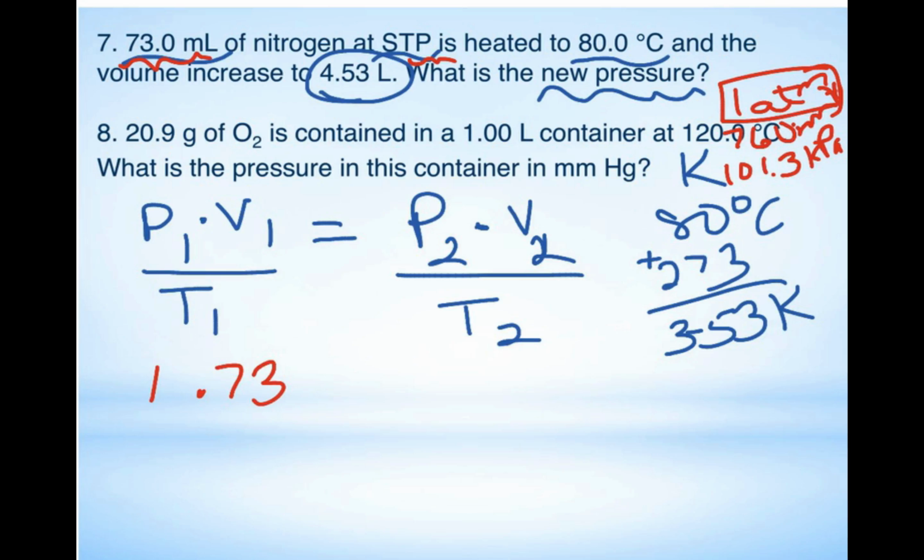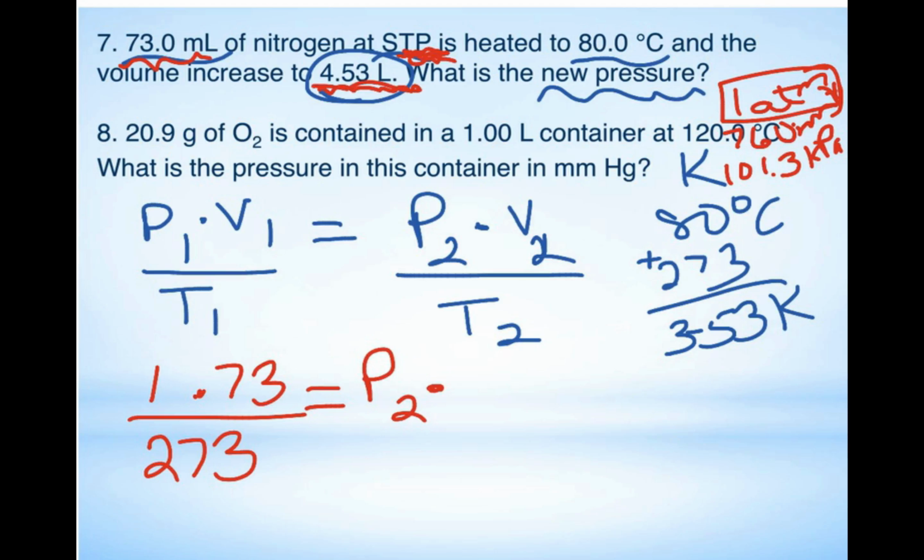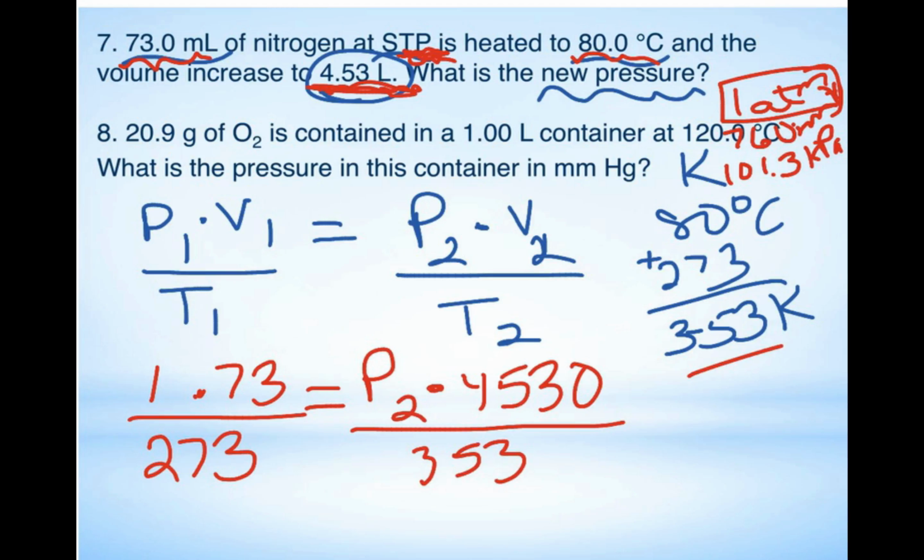So I have 1 atmosphere times 73 milliliters over my temperature, which is also at standard conditions, standard temperature 273, is equal to my new pressure, that's what I'm looking for, times my new volume, 4.53 liters. I've got to change that to milliliters. Multiply by 1,000, 4,530 milliliters over my new temperature, which we calculated to be 353 Kelvin.